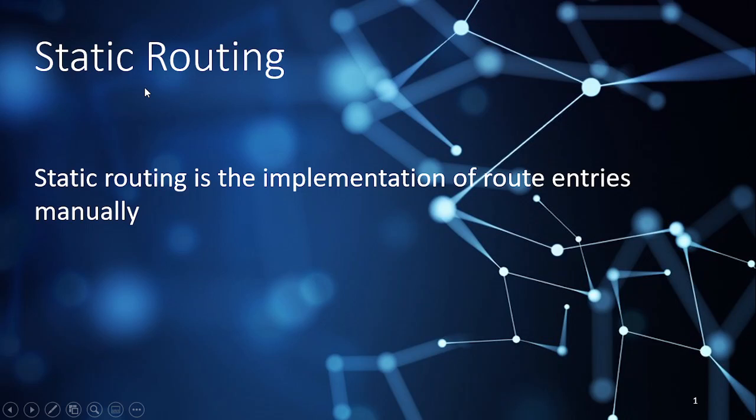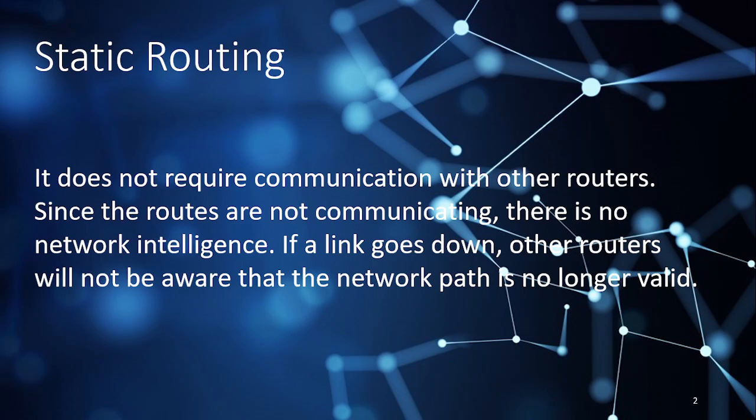So it is basically the implementation of routes, that is, we manually input routes so that the router would know where to forward packets. Static routing does not require communication with other routers, but since the routers are not communicating, there is no network intelligence. Thus, if a link goes down, other routers will not be aware that the network path is no longer valid.